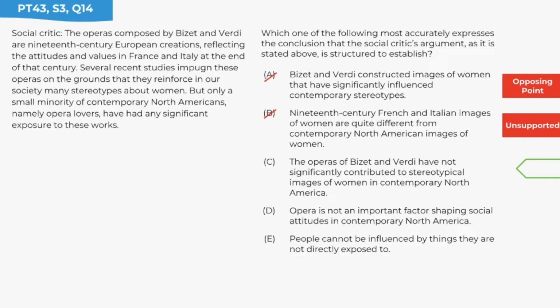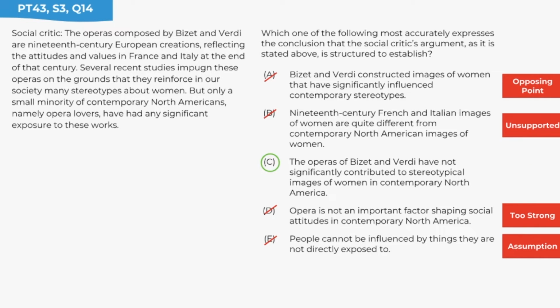Answer choice D says that opera is not an important factor shaping social attitudes in contemporary North America. Well, that may be implied to a certain extent, but that seems to go a little bit further than the author is taking it. Opera itself is not an important factor. Well, the author was talking about the operas composed by Bizet and Verdi. So D, because it's talking about all of opera, is simply too strong. Answer choice E. People cannot be influenced by things they are not directly exposed to. Well, that may be an assumption underlying the author's argument, but it's not the author's main point. Let's get rid of it. And that leaves us with answer choice C as the right answer.